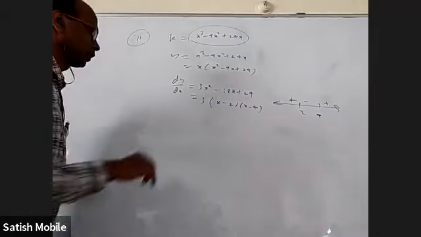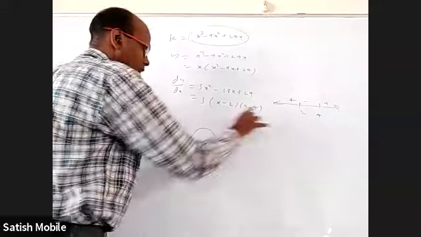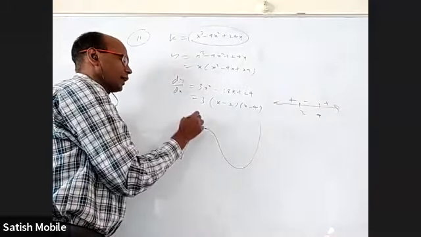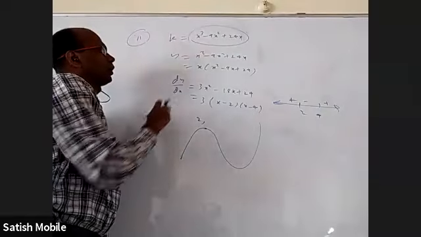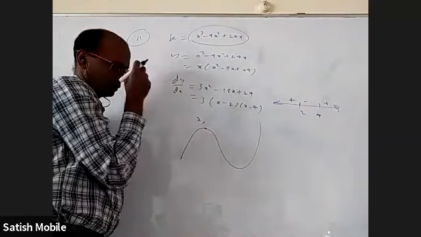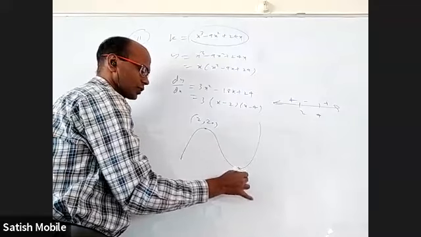So when you draw the graph of this, it will be like this. Up to 2 increasing, 2 to 4 decreasing, and after 4 increasing again. At 2, what is the value? Substitute 2 here. 8 minus 36. At 2 it is 20, and at 4 16.